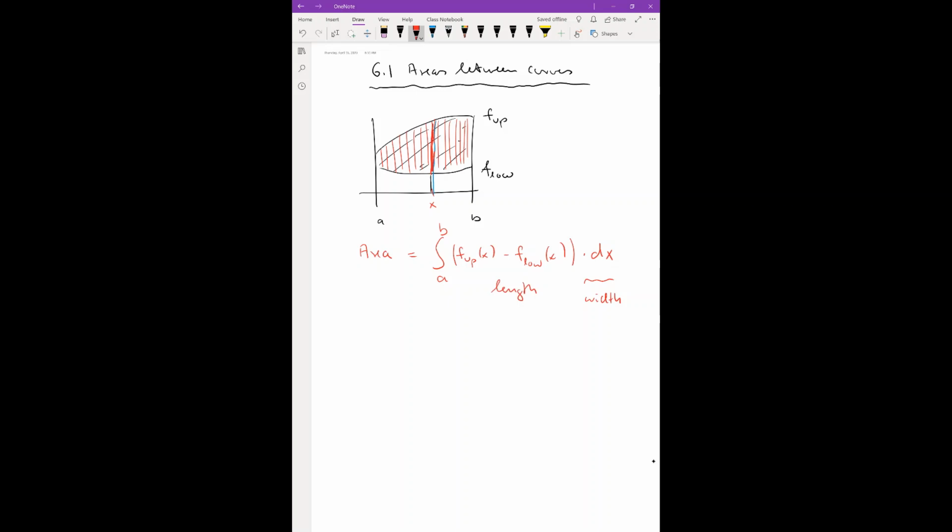And now let's do an example. There we find the area bounded by y equal to 2x and y equal to x squared for x between 0 and 3.